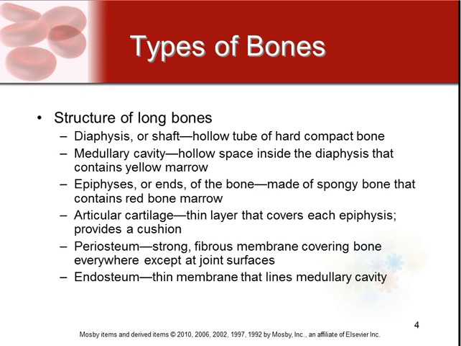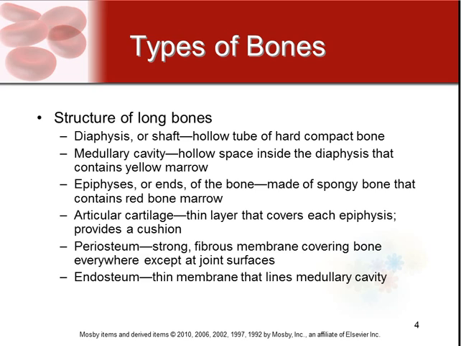The epiphysis is made up of spongy bone, which contains red bone marrow. That's where those blood cells are being made. Spongy bone just means that it's very porous. It really looks like a sponge, a very porous sponge with great big holes in it.